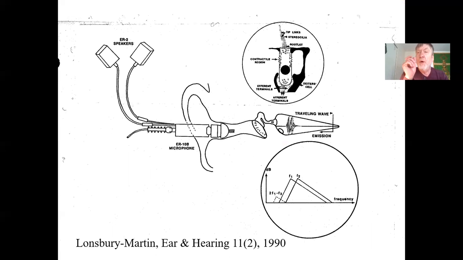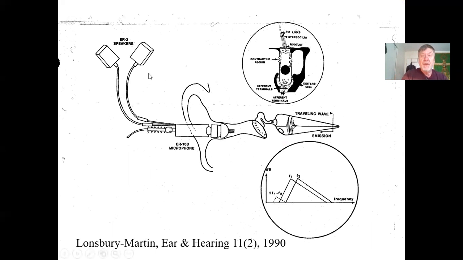Now, when they do OAEs, they're putting a probe in your ear canal, and it's got 3 holes. One hole emits a frequency. It's a speaker. The other hole is also a speaker that emits a different frequency. And the third hole is a microphone that picks up an otoacoustic emission.